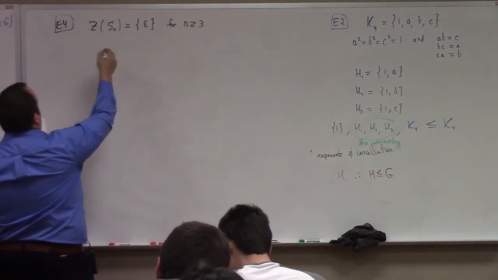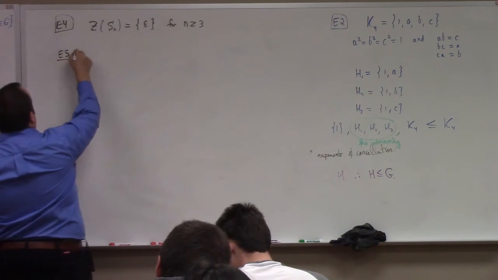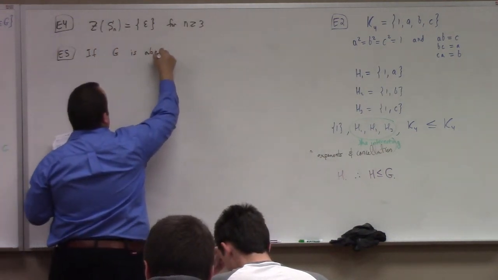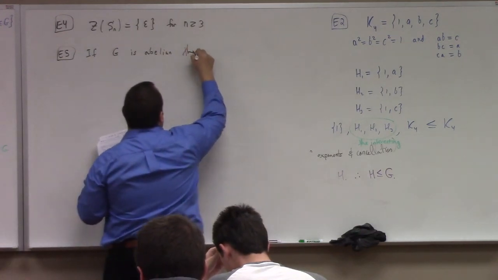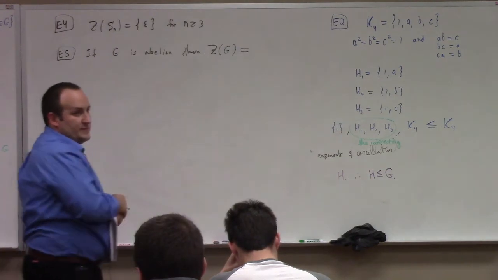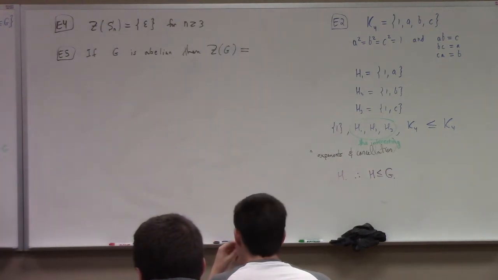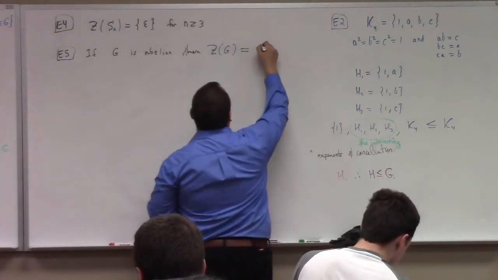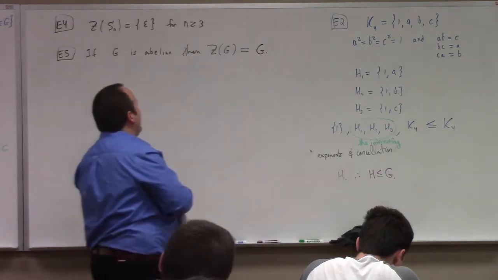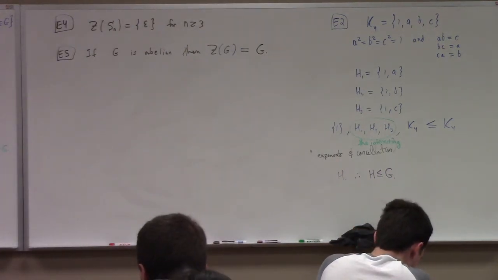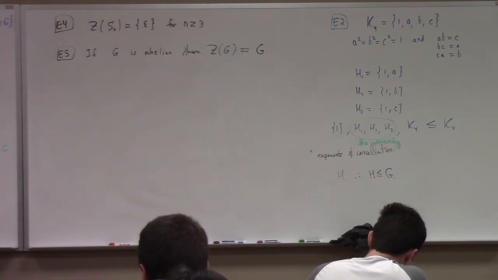We will calculate more centers. Well, here's example 5. I'll give you this one for free. If G is abelian, then what's the center of the group equal to? Yeah, the group again, right? Because by definition, an abelian group is one for which any two elements commute. So we have these two extremes: permutations, sort of maximally non-abelian in some sense.